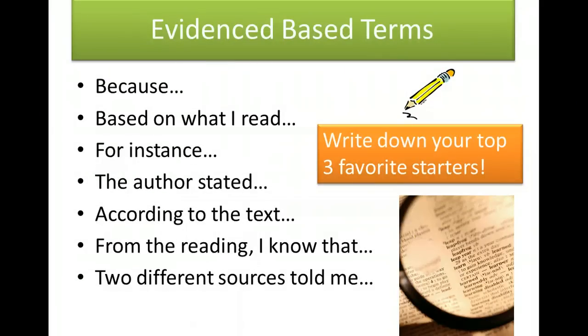So one of the ways that you can use textual support is to start with some of these very basic evidence-based terms to start your sentences. I am just asking that you write down your top 3 favorite sentence starters, but these are good ideas for how you can include those quotes in the text. Think about what sounds the most academic to you, what sounds the most natural, and write down your top 3 here.